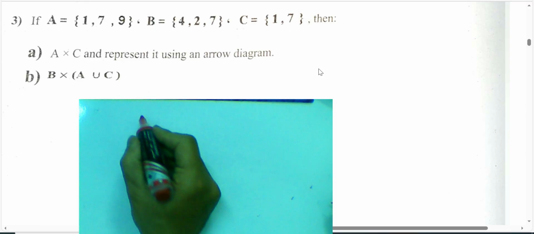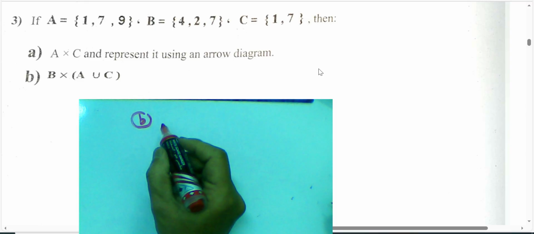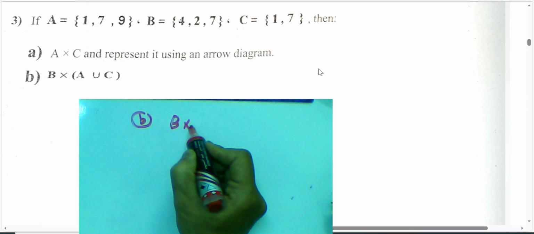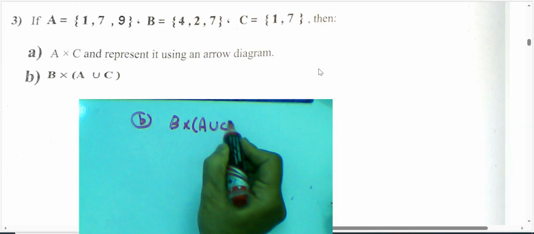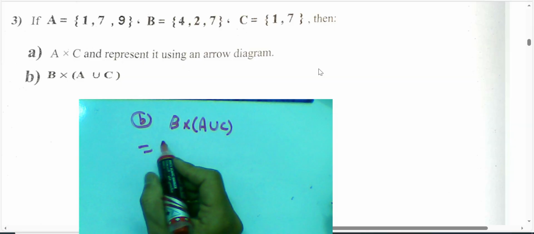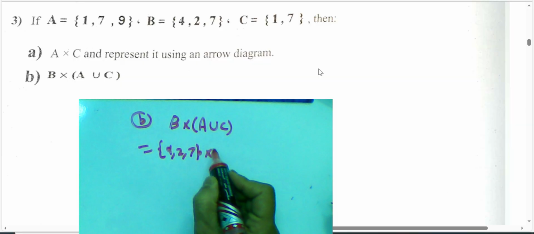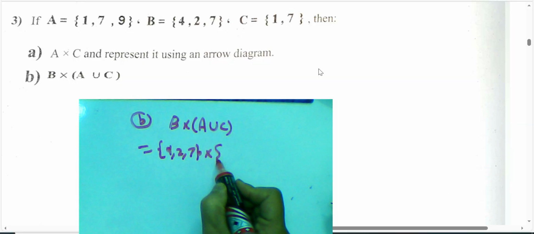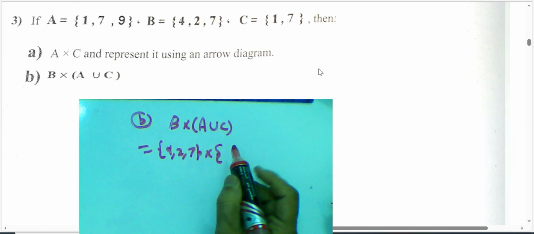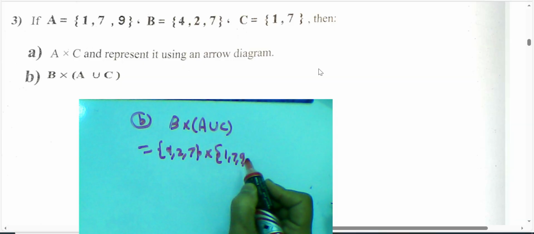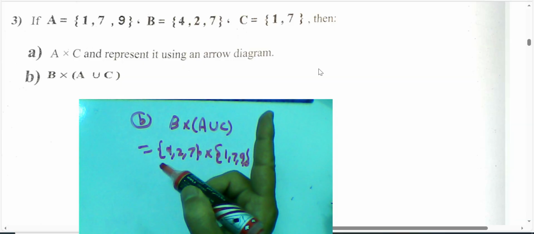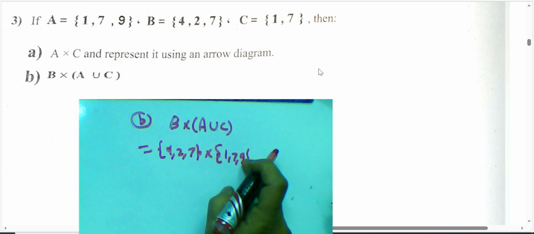Letter B. You want to find B Cartesian product between A union C. B was 4, 2 and 7. Cartesian product A union C. Put the elements of A and C, 1, 7, 9 and 1 and 7 in C. Here 1 and 7 don't repeat.